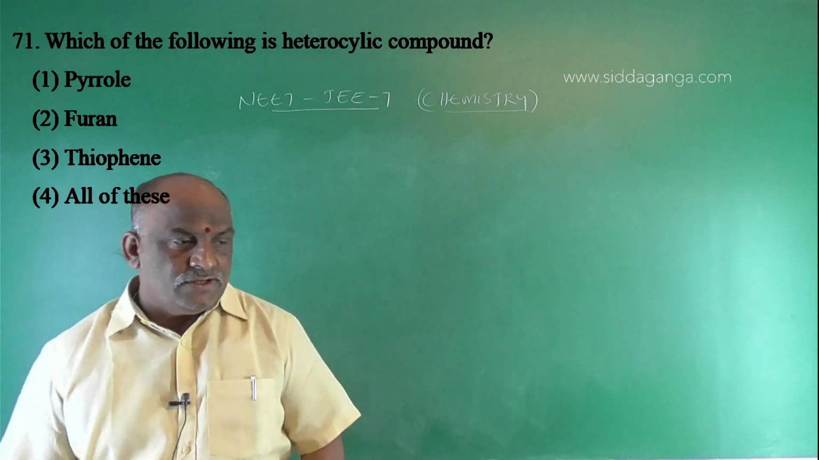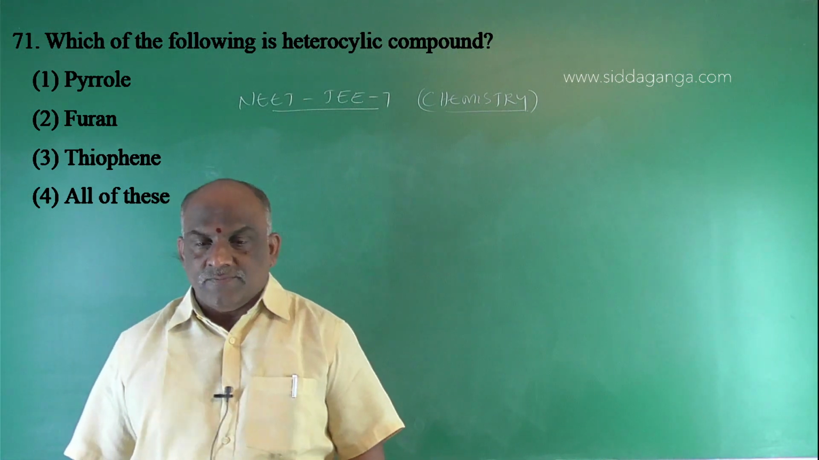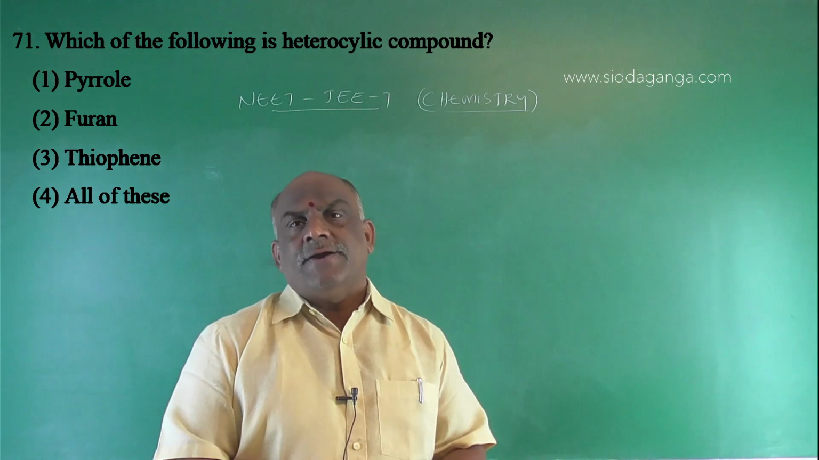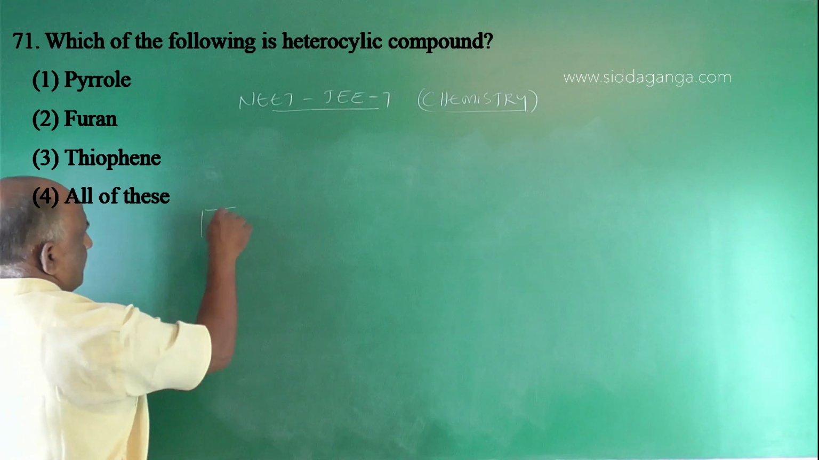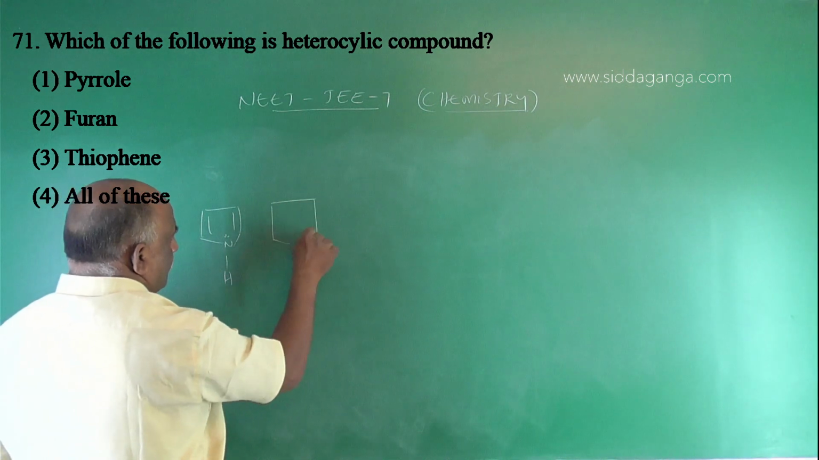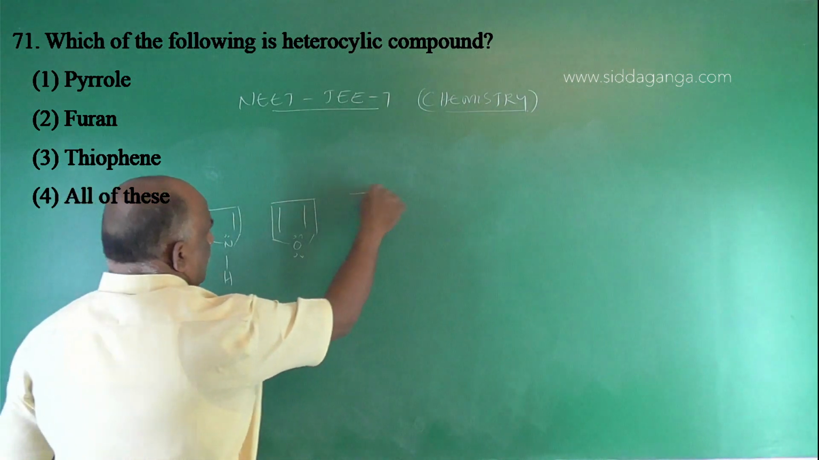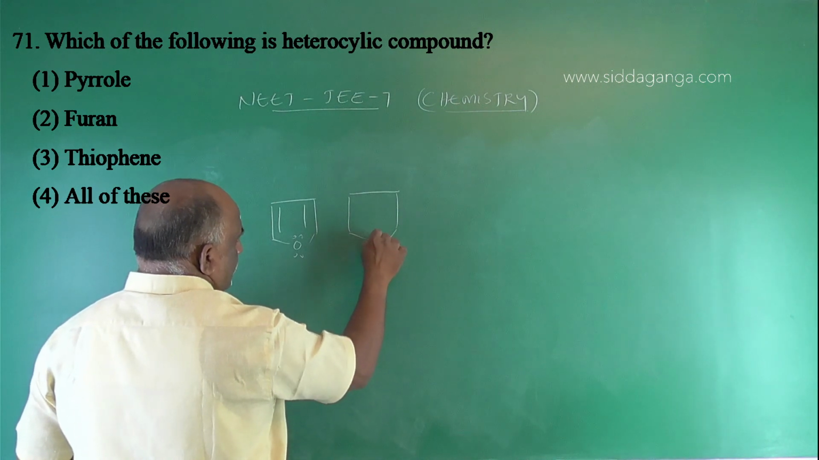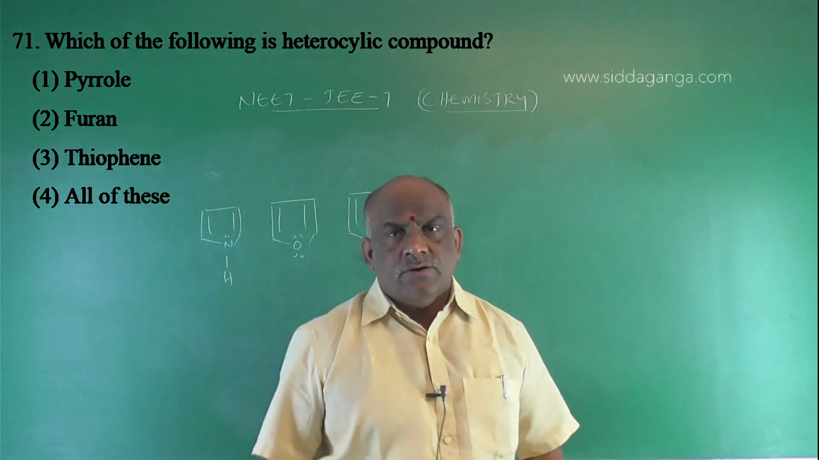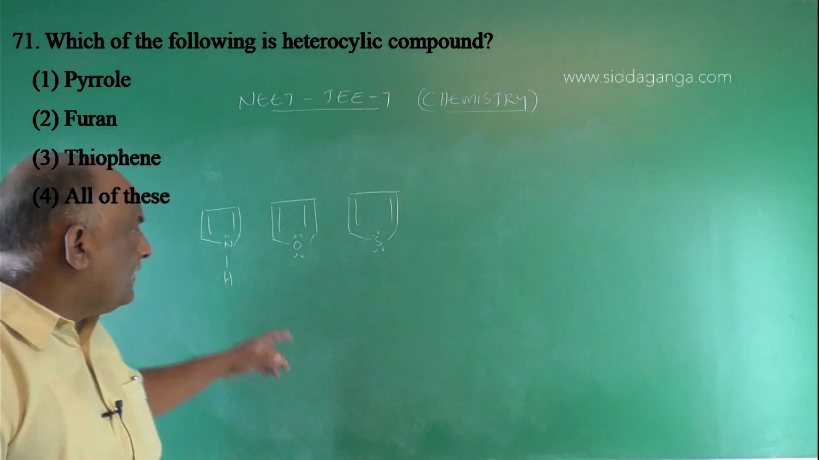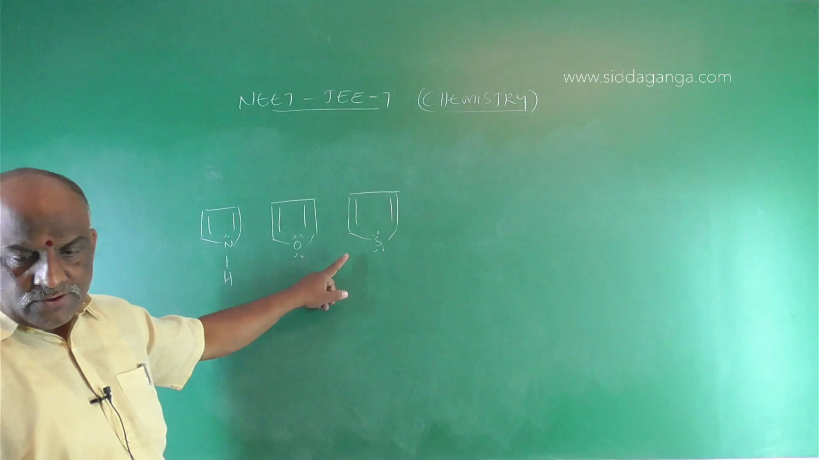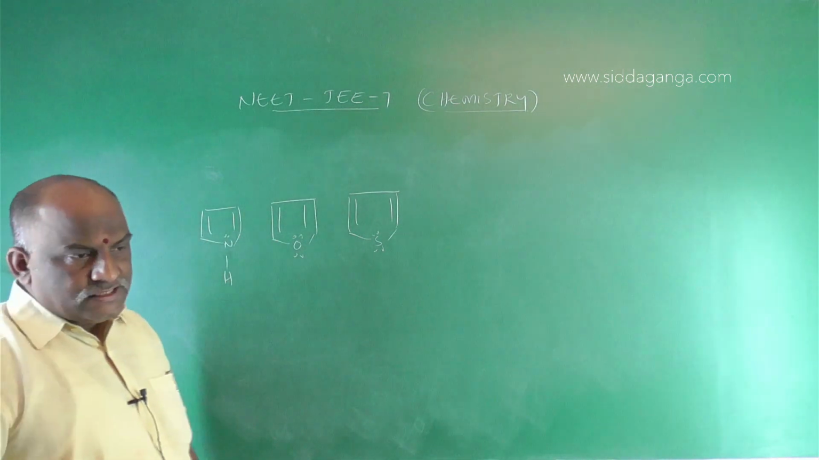Next question. Which of the following is a heterocyclic compound? Pyrrole, furan, thiophene, all of these. So here all will be heterocyclic only. This is a pyrrole. This is a furan. And it is a thiophene. These examples all belong to heterocyclic compounds. So the fourth option is right because of the heteroatom. What is the heteroatom? In case 1 nitrogen, case 2 oxygen, case 3 sulfur. All will be heterocyclic compounds. All of these is the right answer for this question.